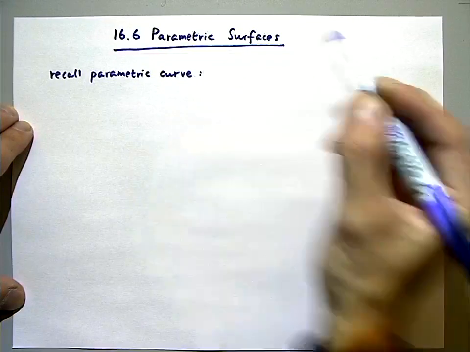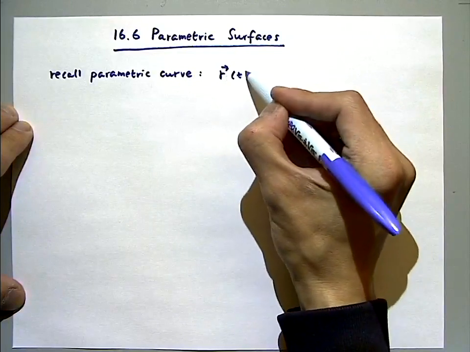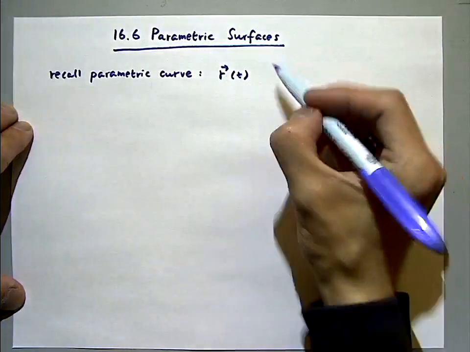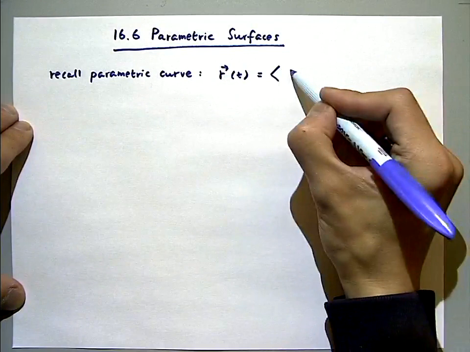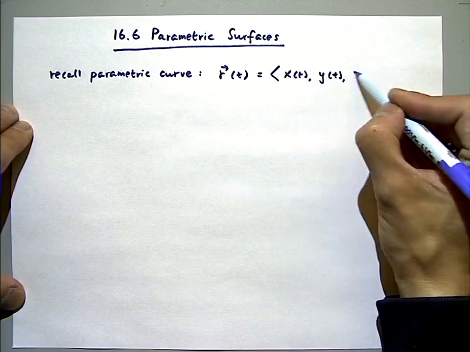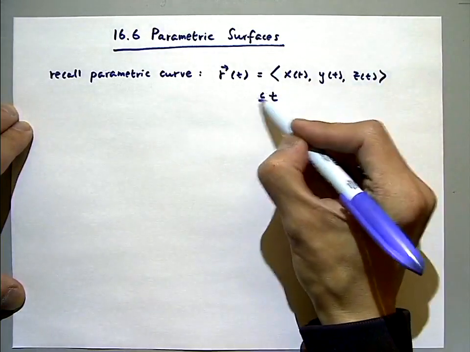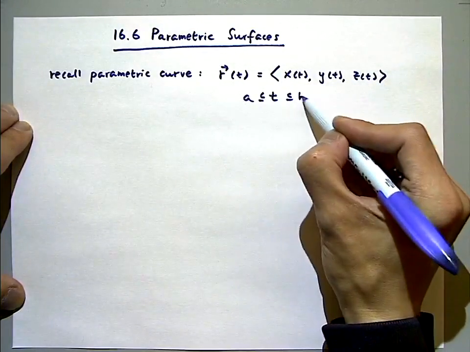A parametric curve is R as a function of some parameter t, remember, and whose components are x of t, y of t, z of t, and t goes from some a to some b.